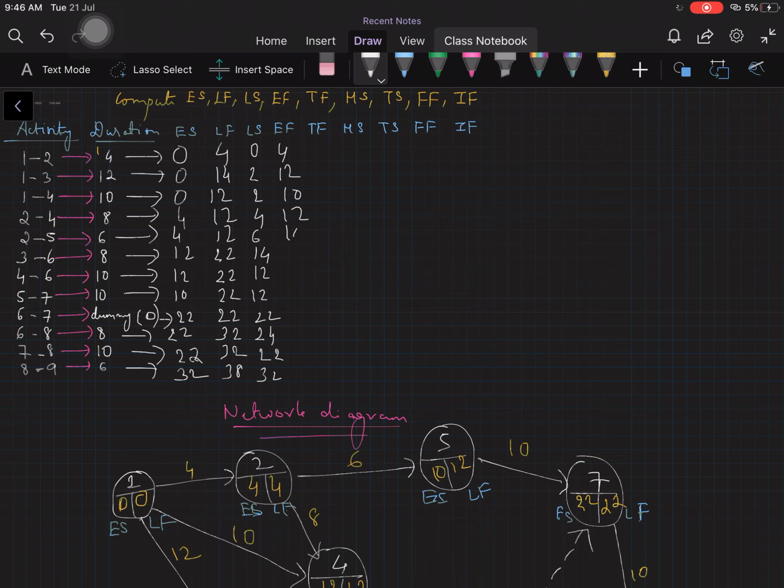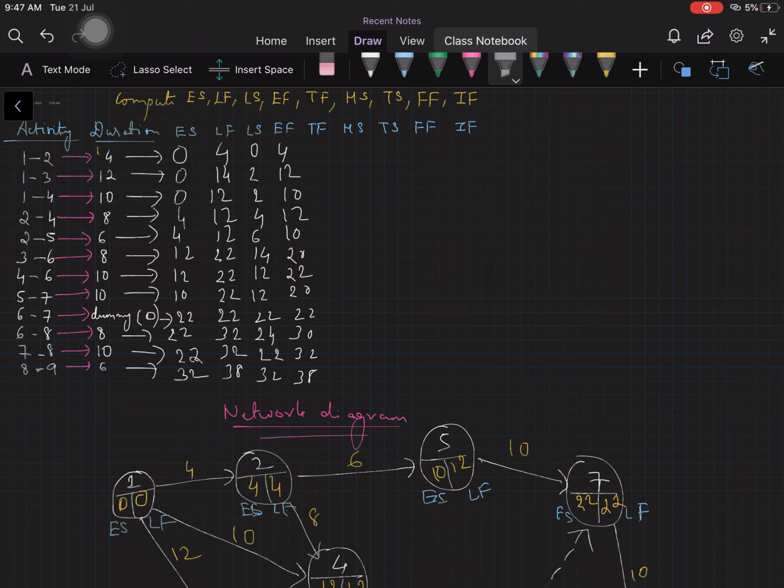6 plus 4 is 10. 8 plus 12 is 20. Then 10 plus 12 is 22. Then 10 plus 10 is 20. Then 0 plus 22 is 22 itself. 8 plus 22 is 30. Then we have 22 plus 10 is 32. 32 plus 6 is 38. And this is what you get when you add these two columns: early start plus duration gives you early finish.